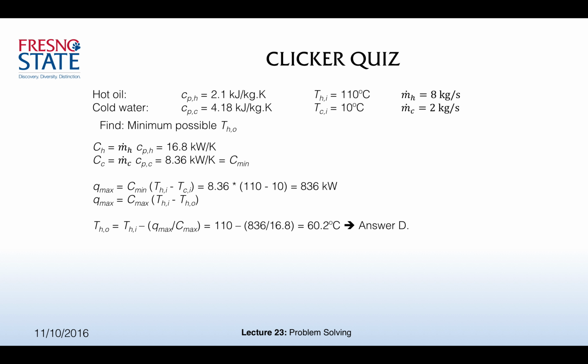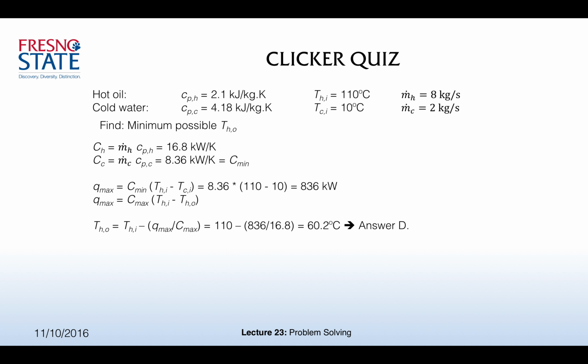So Th out in this case is equal to Th in minus the ratio between Qmax and C hot. So I have 110 degrees Celsius minus 836 kilowatts divided by 16.8 kilowatts per Kelvin. And therefore, our missing Th out, or the minimum possible exit temperature of the hot fluid, is going to be 60.2 degrees Celsius, and that would be the answer C in our quiz.